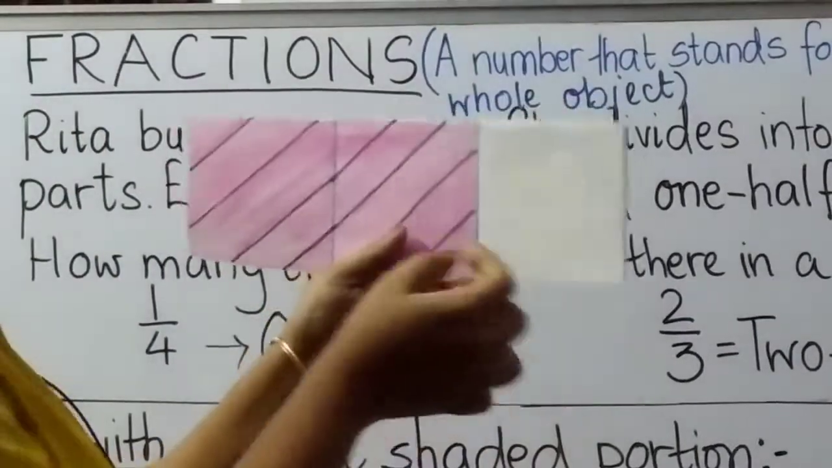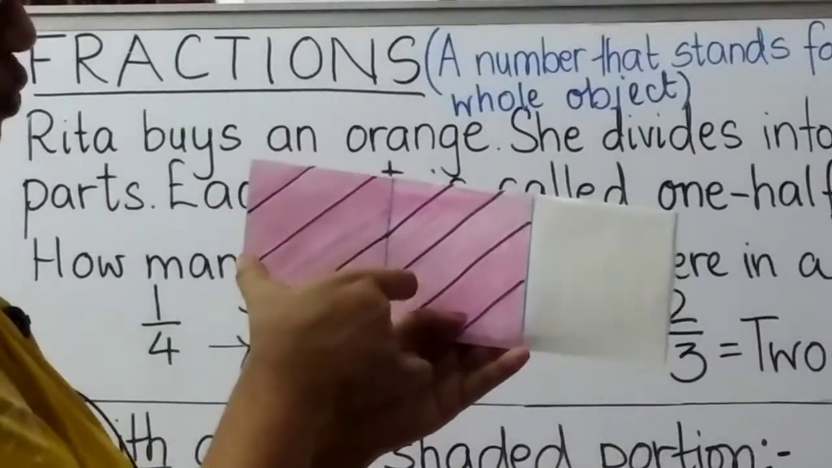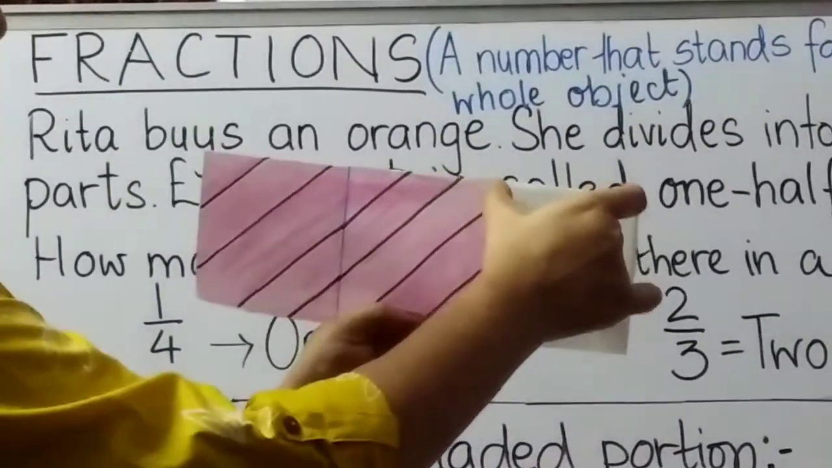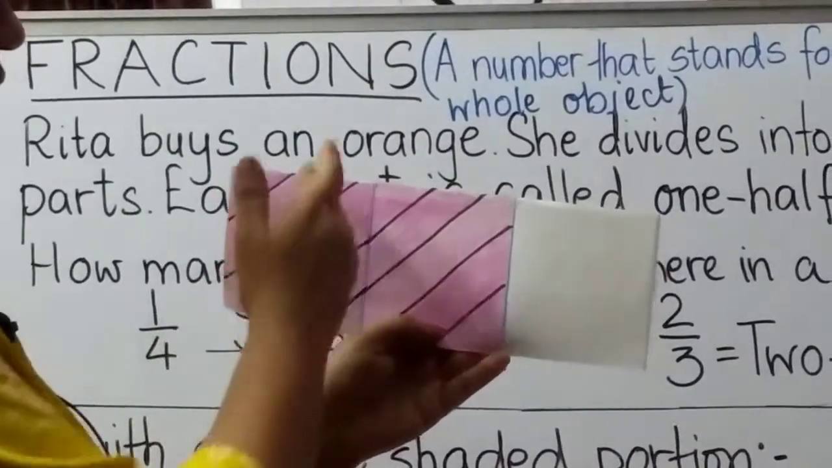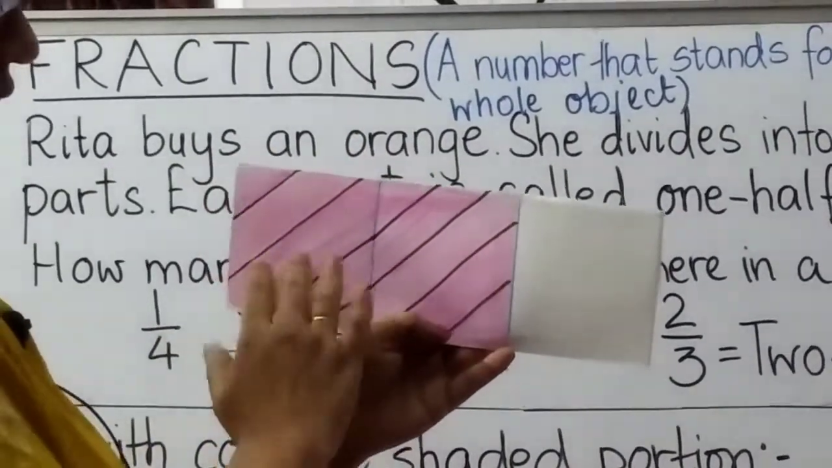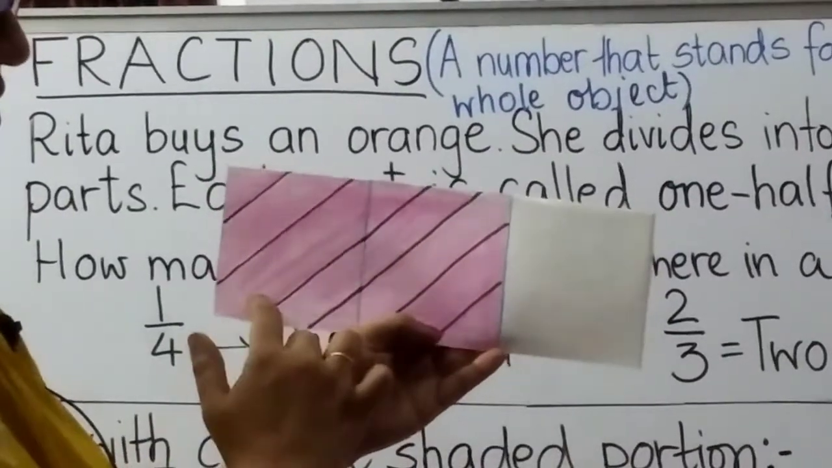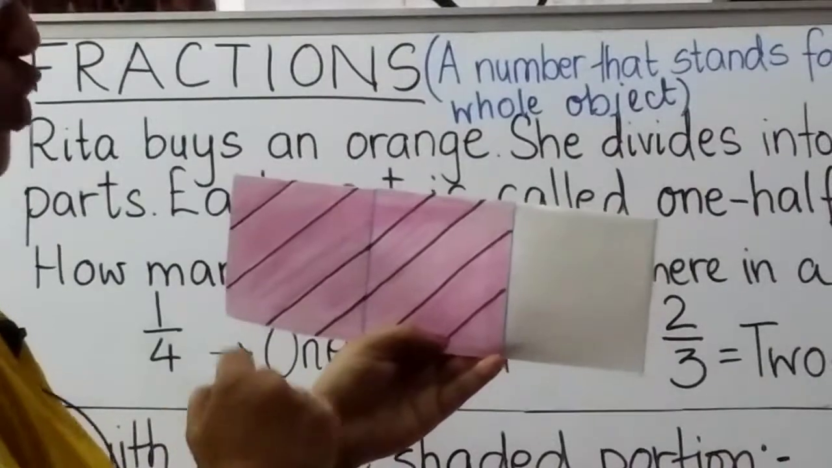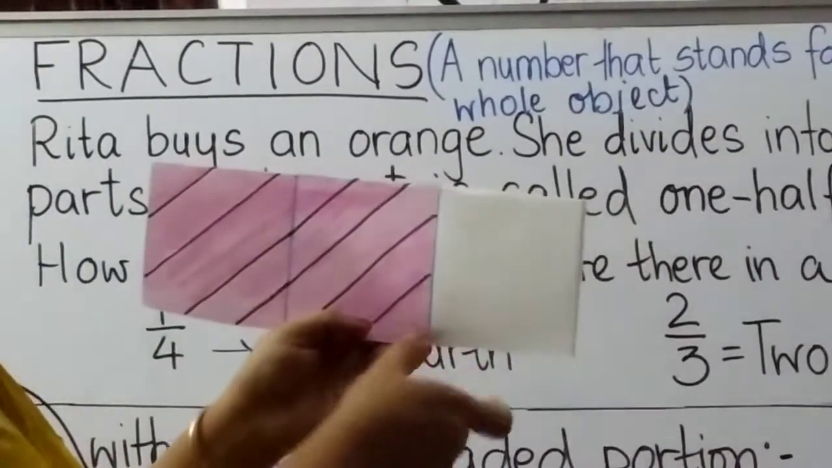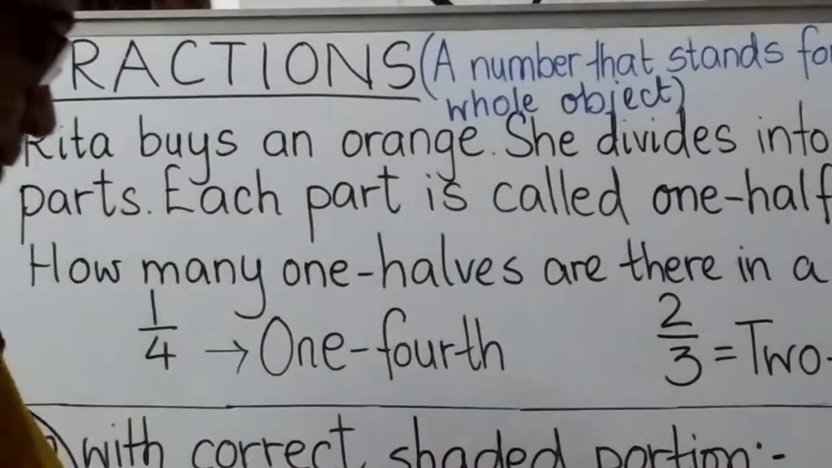This sheet of paper has how many parts? 1, 2, 3. Now how many parts are shaded? 2 parts and total there are 3 parts. So the shaded portion will be denoted as 2/3. That is 2/3 as we say.